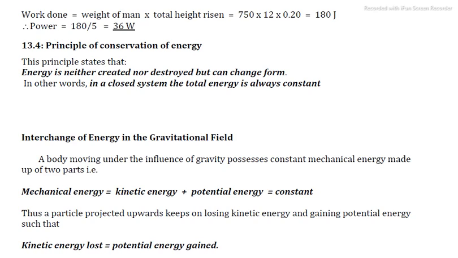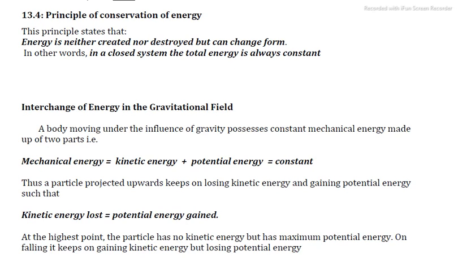This can be evidenced using the simple pendulum, among other experiments. So we shall look at the interchange of energy in the gravitational field. A body moving under the influence of gravity possesses constant mechanical energy made up of two parts, that is kinetic if it is moving and potential when it stops moving, which is equal to mechanical energy, and it is constant.